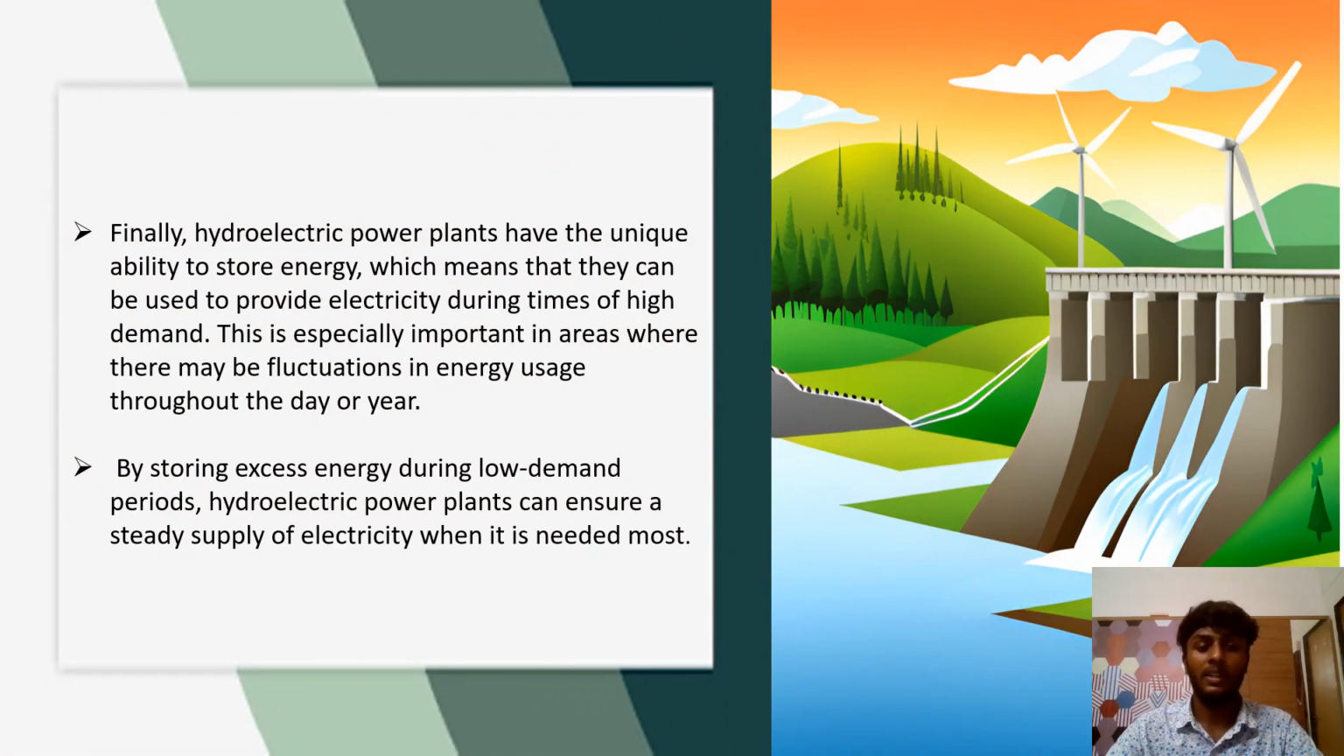Finally, hydroelectric power plants have the unique ability to store energy, which means that they can be used to provide electricity during times of high demand. This is especially important in areas where there are fluctuations in energy usage throughout the day or year. By storing excess energy during low demand periods, hydroelectric power plants can ensure a steady supply of electricity when it is needed most.